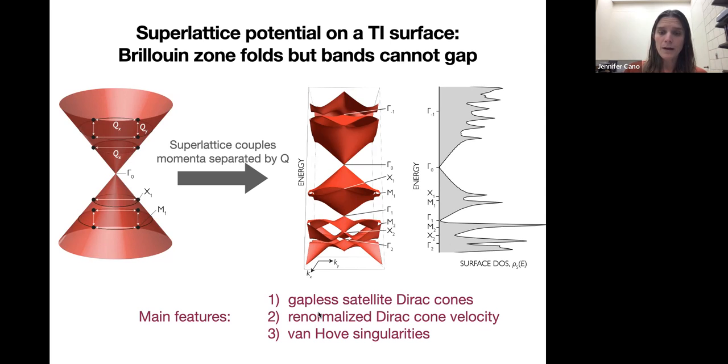I'll say more about that, but basically what happens is that as you're opening gaps on the sides of the new Brillouin zone from band folding, you push bands down, and that changes the velocity of your original Dirac cone. And then finally, the other point is that you get these Van Hove singularities. The satellite Dirac cones I've already mentioned, and now I'm going to talk in a bit more detail about the renormalized Dirac cone velocity and the effect of Van Hove singularities.